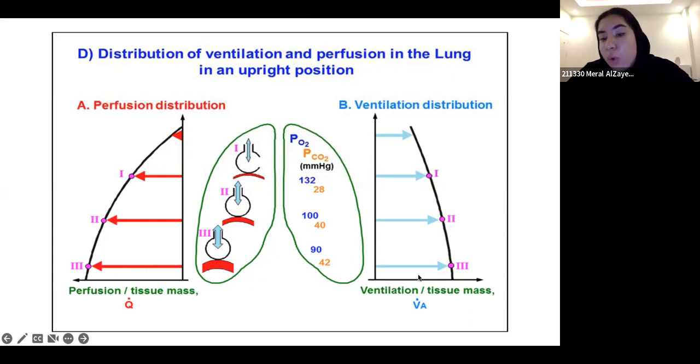If we divide 4 by 5, it will give us 0.8, okay? So 0.8 is obviously less than 1. So this just proves that VQ ratio is higher at the top of the lung compared to the bottom of the lung. Okay? Does that make sense? Okay, this all proves that the PO2 will be higher at the top of the lung than the bottom if we compare the values, and the PCO2 will be lower at the top of the lung compared to the bottom.